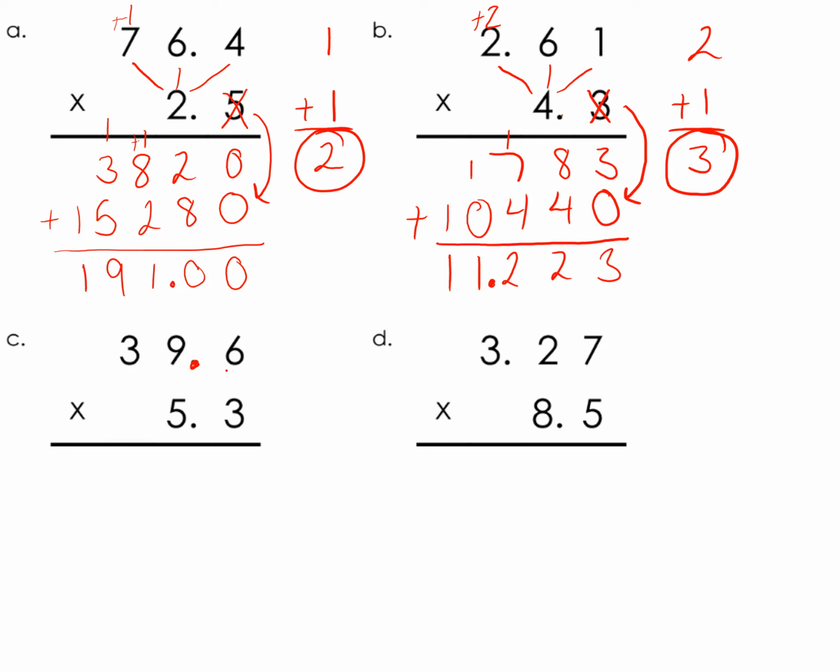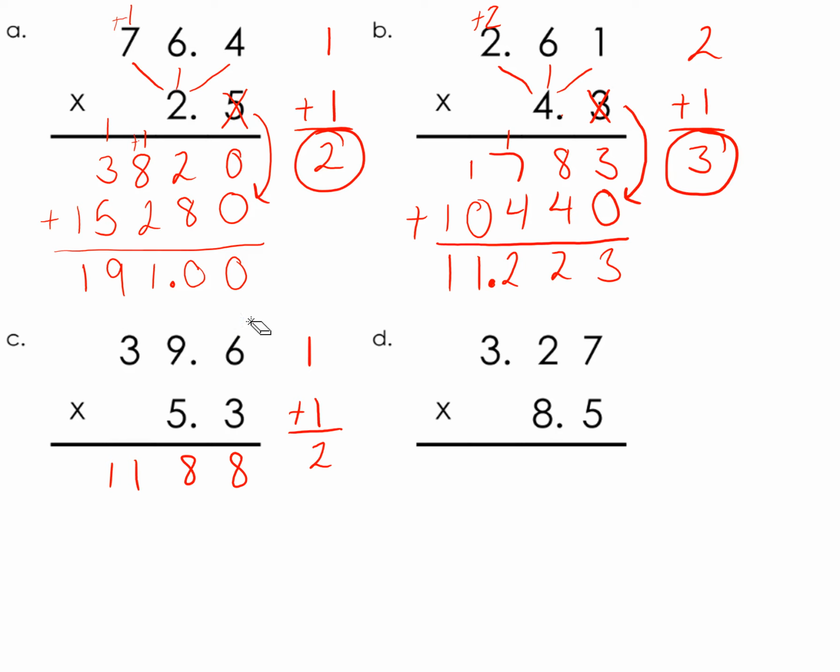Here's my decimal. I have 1 number behind it. And the bottom number, here's my decimal, and again 1 number behind it. So when I get my final answer, I'm going to move my decimal over twice. So now I just multiply like it's 396 times 53. I have to multiply the 3 times each number. 3 times 6 is 18. 3 times 9 is 27, plus the 1 is 28. 3 times 3 is 9, plus the 2 is 11.